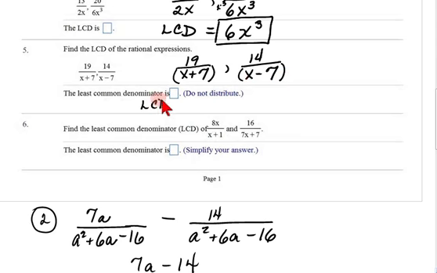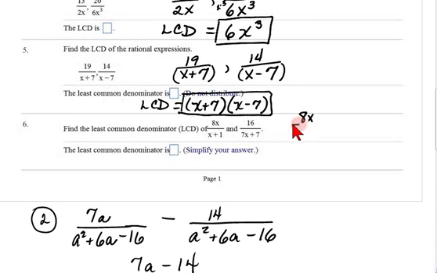The least common denominator is made up of one of every different or distinct kind of factor and the high power. Well, so what do I need? What do I have as factors? I need an x plus 7 and I need x minus 7. And neither one of them were squared or cubed, so I don't have any exponents. The least common denominator is the product of every different kind of factor that I had in the two denominators. That's your LCD. We're not doing anything with it yet. Let's look at number 6.